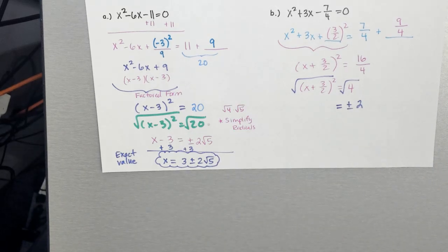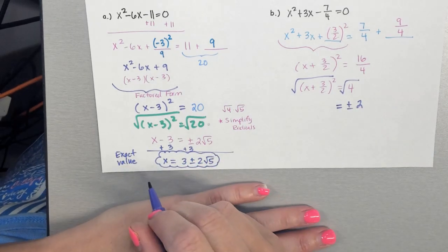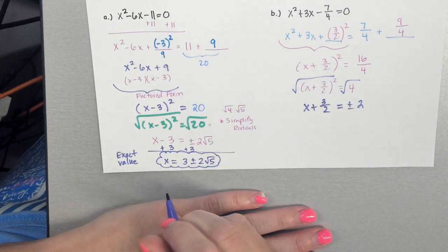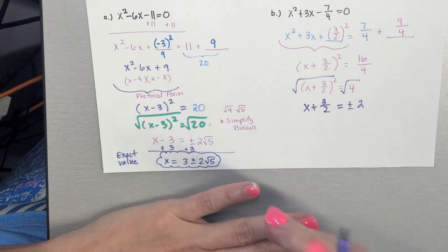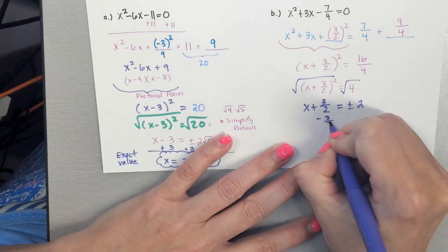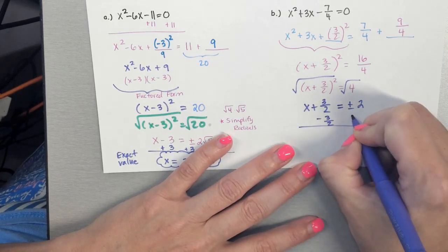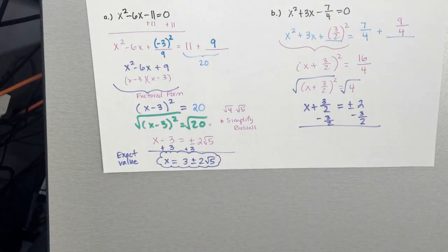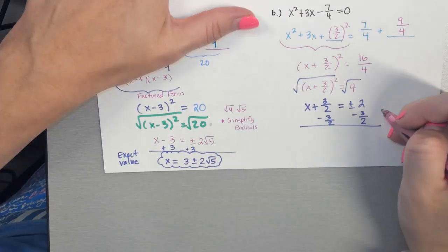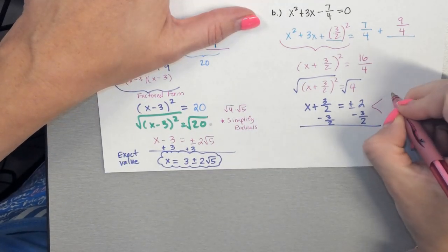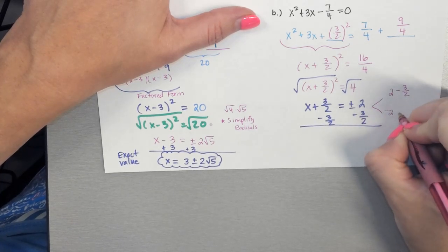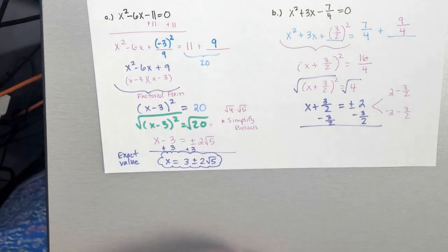Again, don't forget that plus or minus. Okay, and then I have x plus 3 over 2. Now, these are whole numbers. This is a whole number here. This is going to be a fraction, but I don't have any irrational numbers that I have to deal with, so I am going to find these two solutions. So my two solutions are 2 minus 3 over 2 and negative 2 minus 3 over 2.